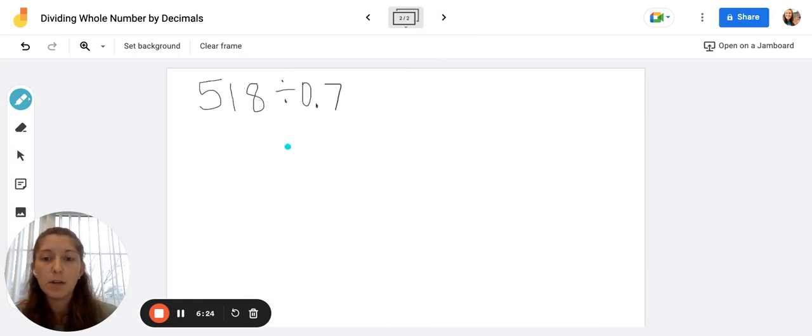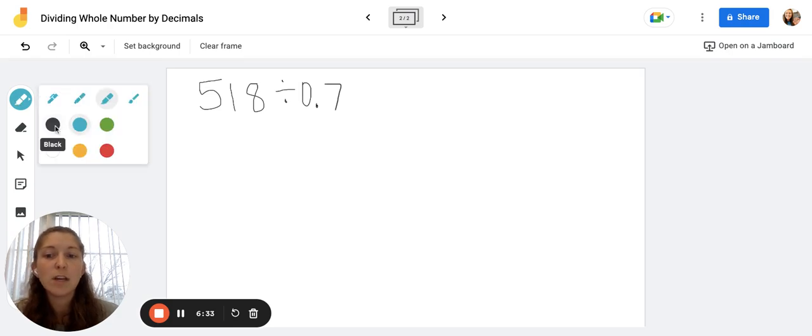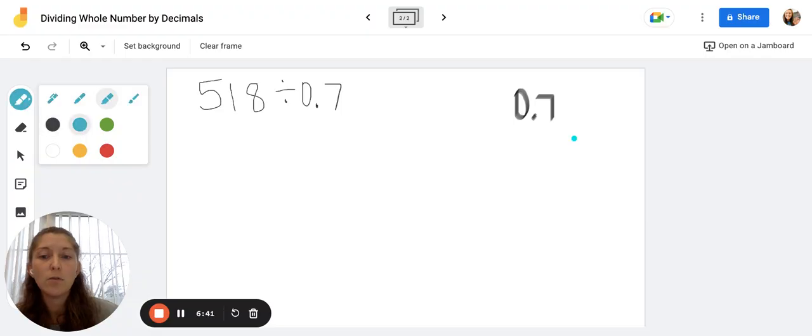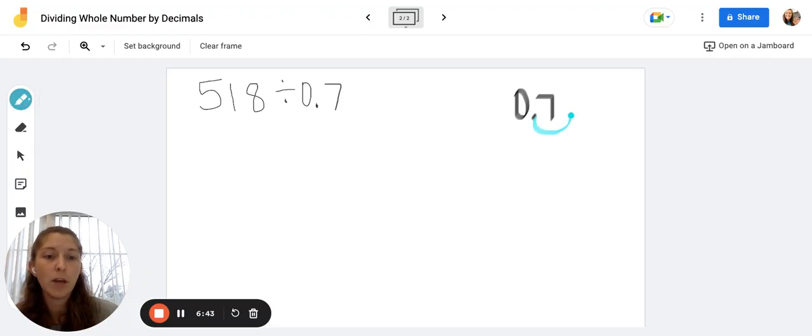Now, we're also going to be looking at problems that are like this, 518 divided by 7/10. When I look at these, I also have to kick the decimal out of my divisor too. So my divisor is 7/10, and I need to move that decimal out to make it a whole number. When I do that, I move it out one time. That gives me the whole number 7.